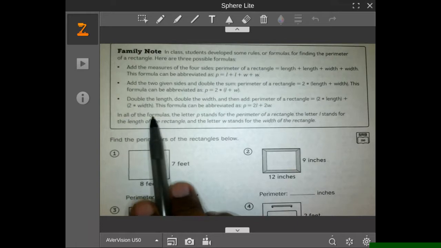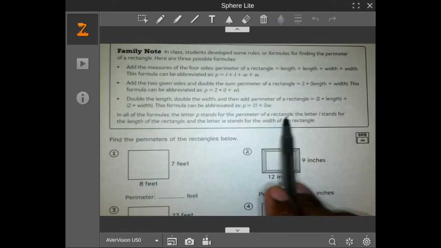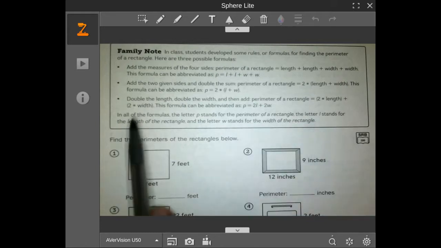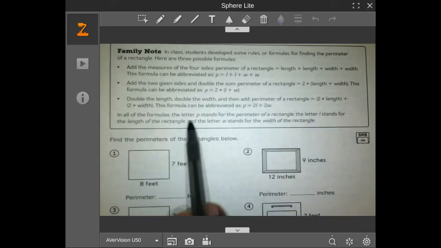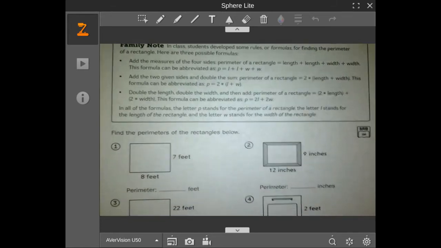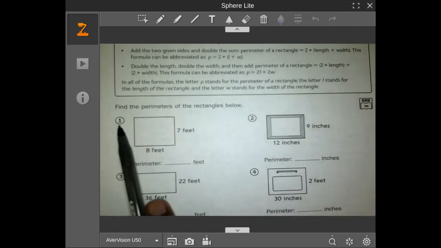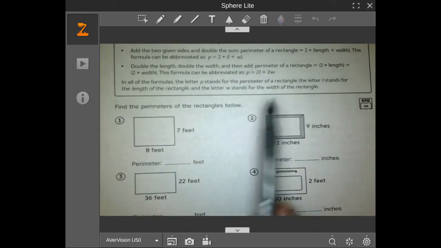In all of the formulas, the letter P stands for the perimeter of a rectangle. The letter L stands for the length of the rectangle. And the letter W stands for the width of the rectangle. At this time, please find the perimeter for number 1, 2, 3, and 4.